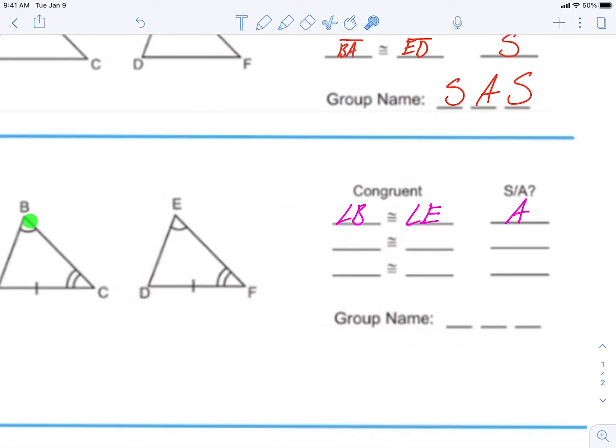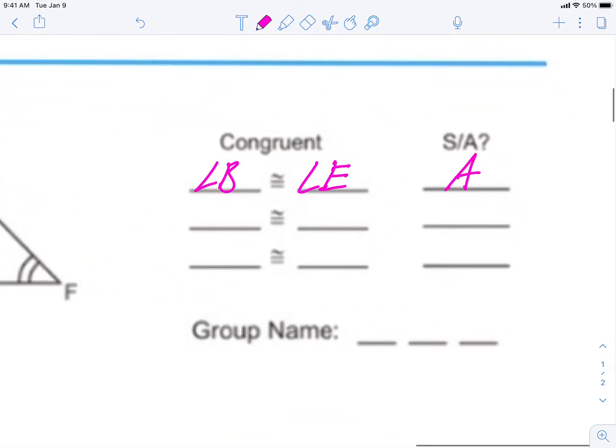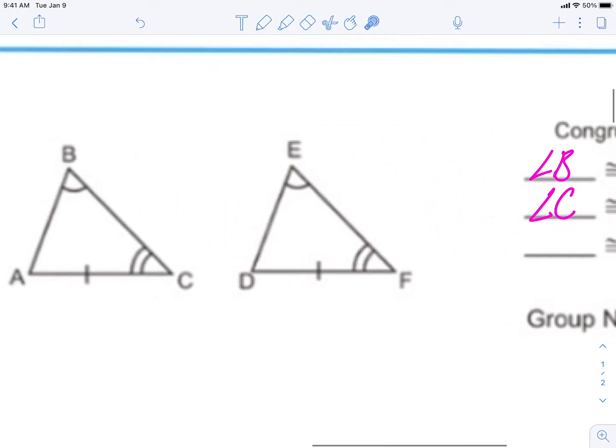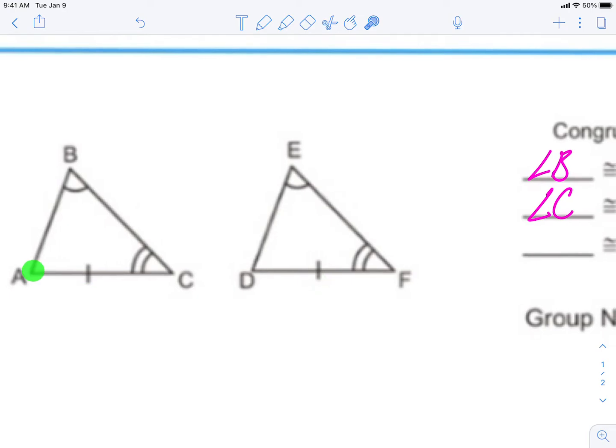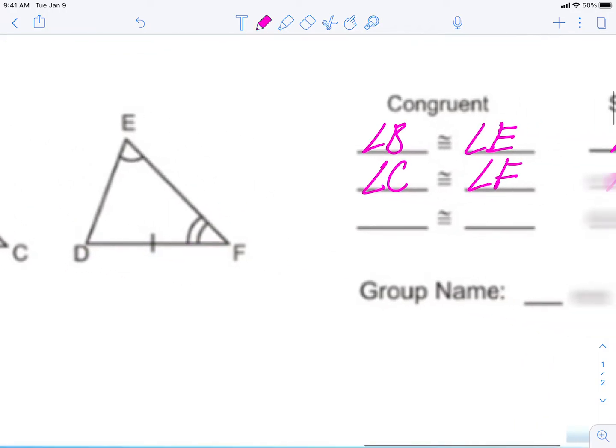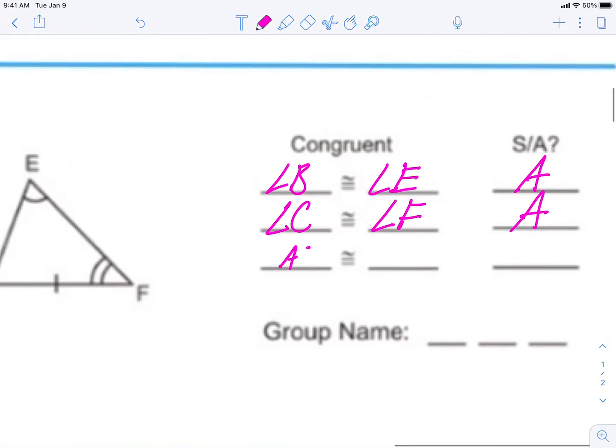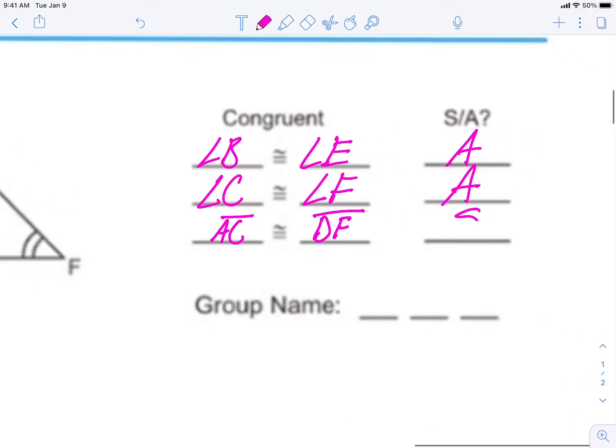Next, we go to the next piece of information that we have: angle C is congruent to angle F, and these are also angles. Finally, we have this dash, dash, which are sides. Side AC is congruent to side DF, and those are sides.